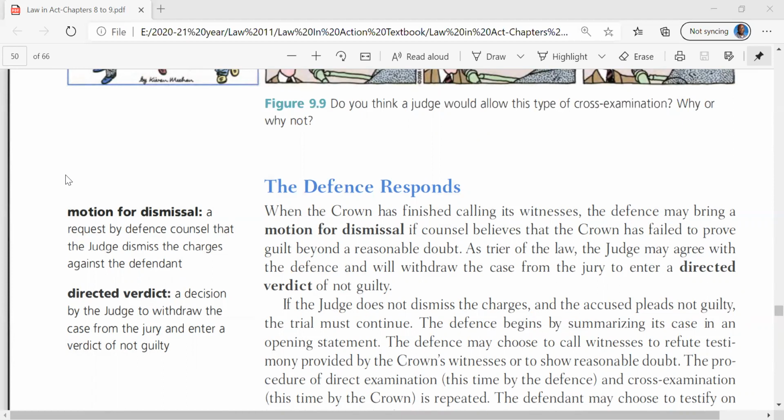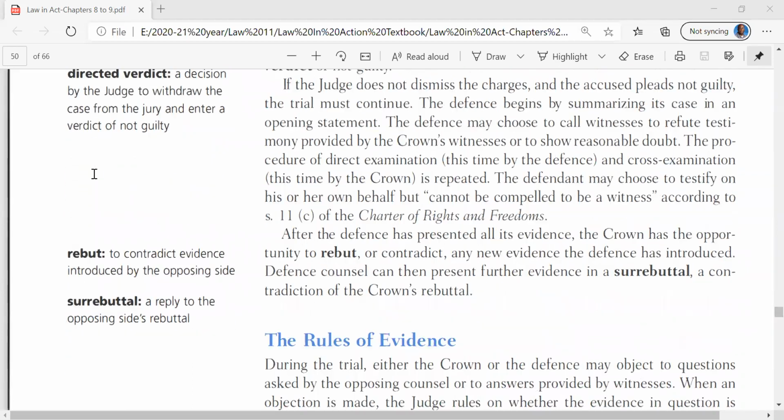And the court's over. It's a directed verdict for the judge to withdraw the case from the jury and enter a verdict of not guilty, which means the judge can say, you know, this is a joke, you proved nothing, this is a waste of everyone's time. I am withdrawing the charge and I'm directing the verdict to not guilty. Defense goes home. And when the defense goes home, you can't be charged for that crime again.